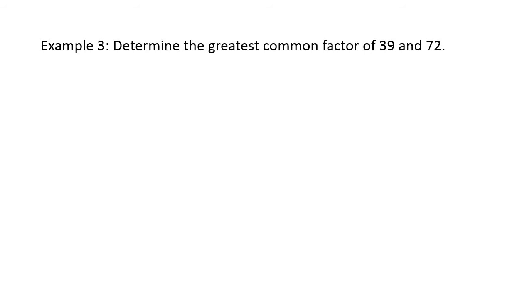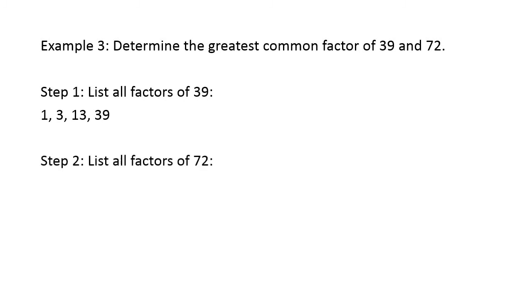Example 3. Determine the greatest common factor of 39 and 72. Step 1. List all factors of 39. 1, 3, 13, 39 are all of the factors of 39. Not too many there. Step 2. List all factors of 72. And there are all of your factors.